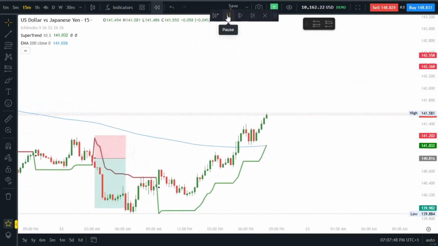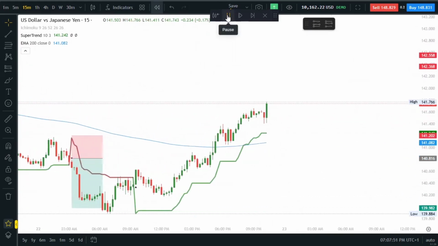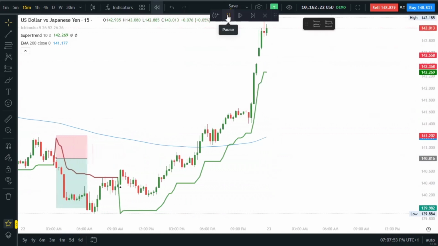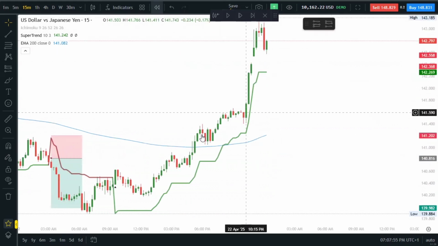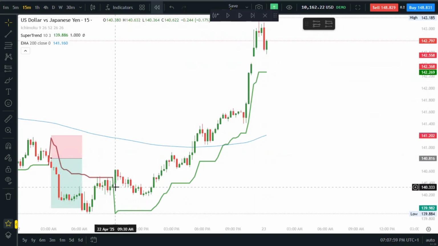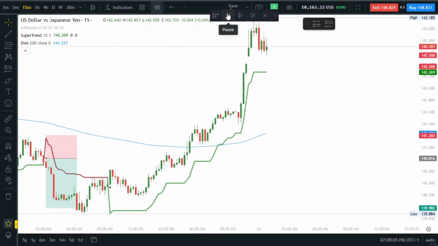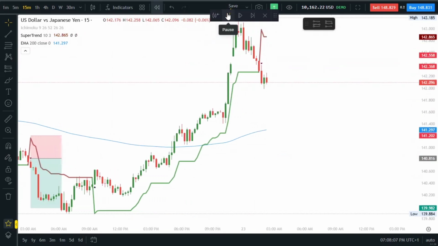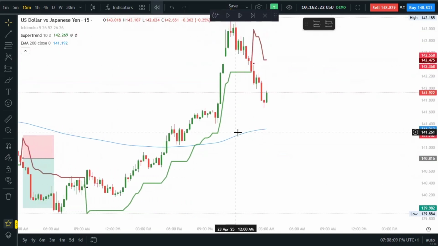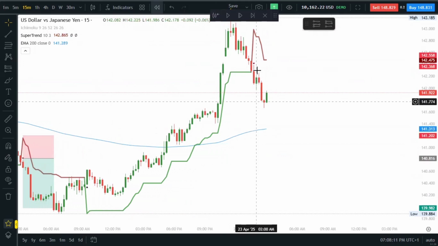Price has now crossed over and we did not get any signal for us to buy. The only one that triggered was this, but it was below our EMA, so we are not taking it. We have a sell signal, but now price has crossed over to the upside, so we are not taking the sell signal again.